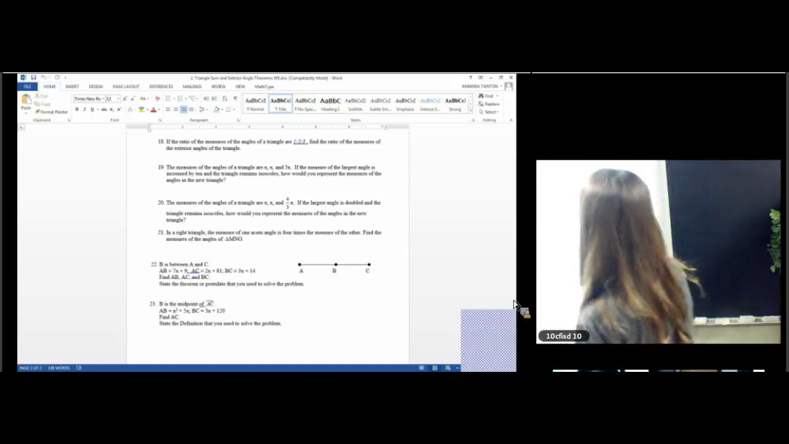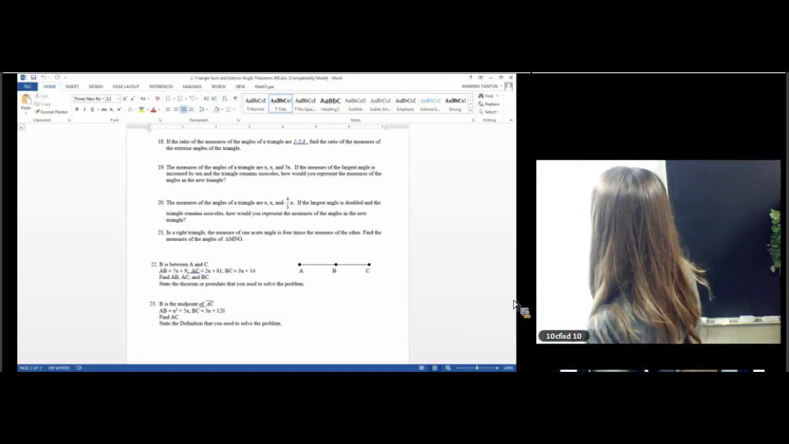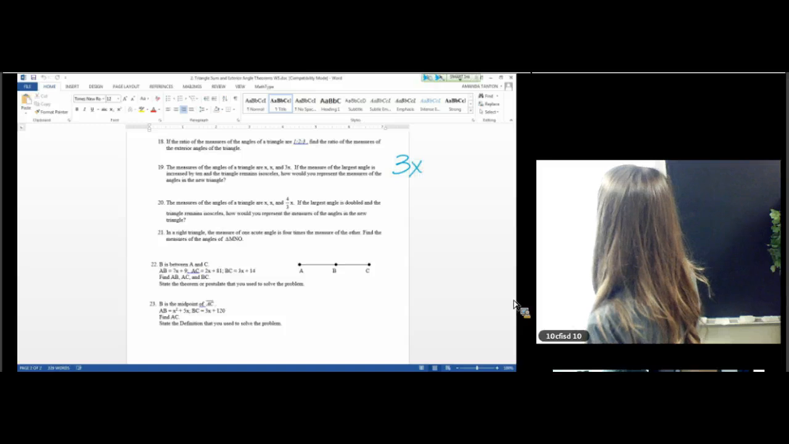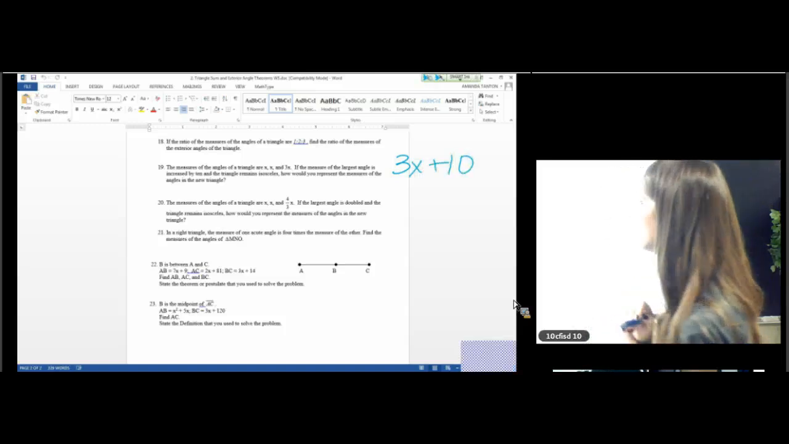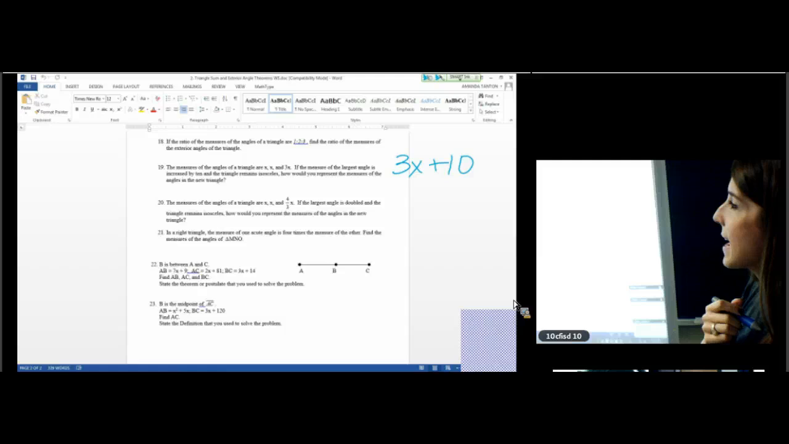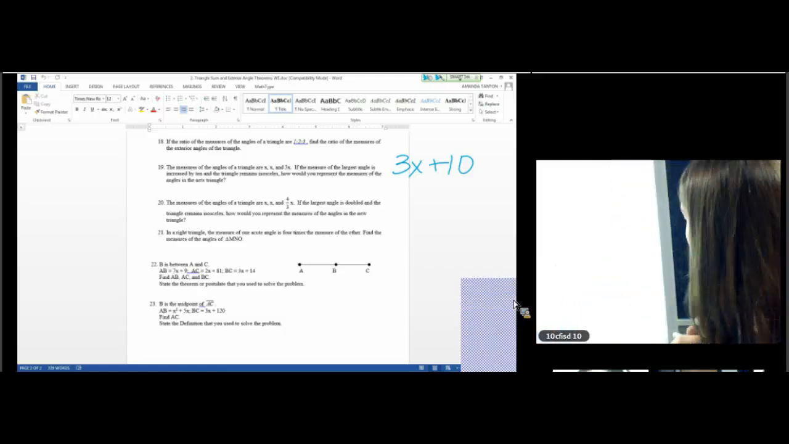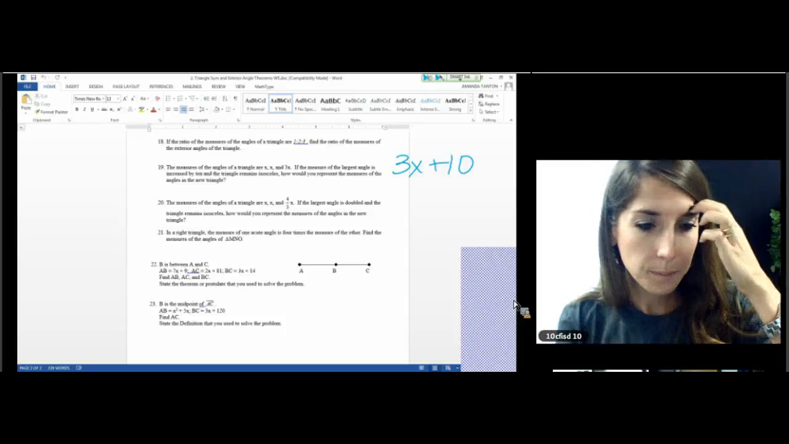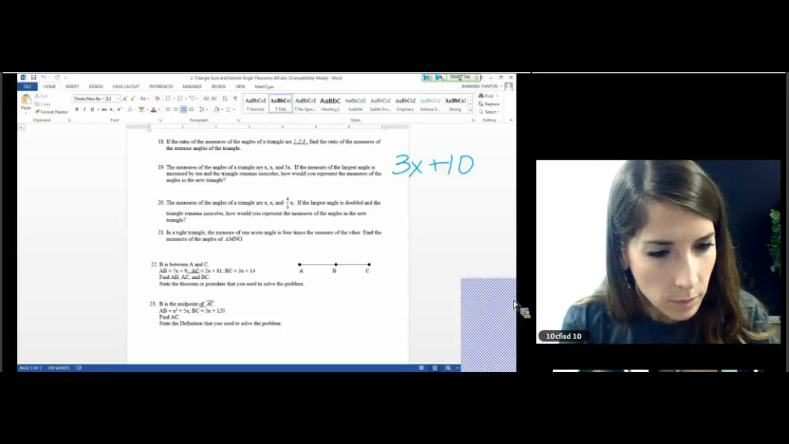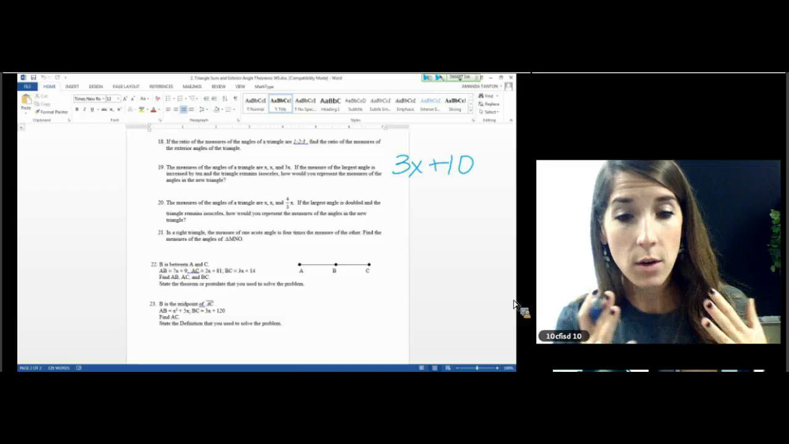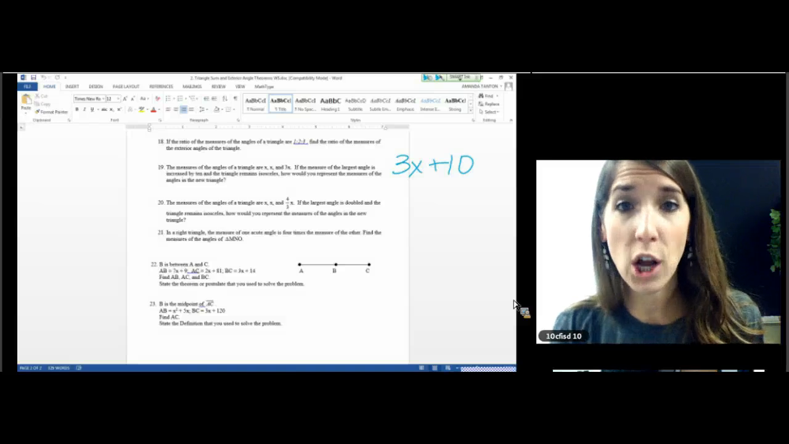Number 19, the measures of the angles of a triangle are x, x, and 3x. If the measure of the largest angle is increased by 10, the measure of the largest angle, which is 3x, is increased by 10, and the triangle remains isosceles, how would you represent the angles in the new triangle? So, okay, so 3x plus 10, that's your new largest angle.